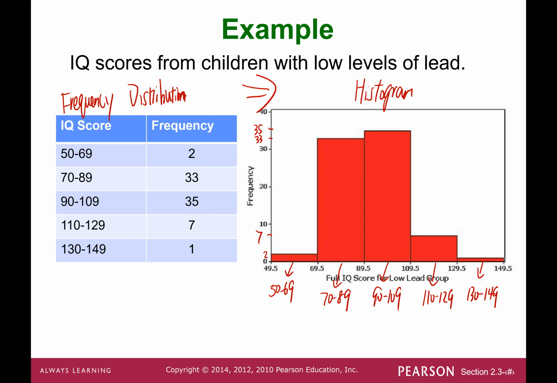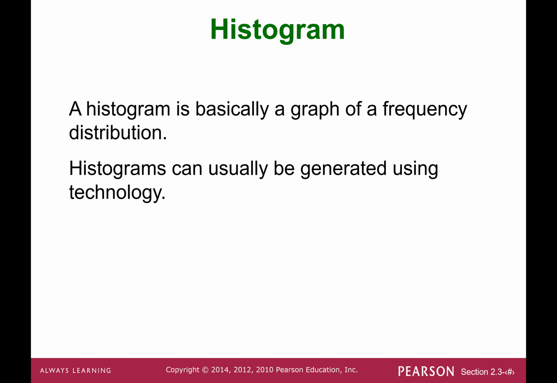And you can also list the frequency on top of each rectangular box. So 33 goes here, 35 goes here, 7 and 1. And right here, we use the class boundary to separate classes, to make it look slightly better, less messy. All right, so we easily convert the frequency distribution table to the histogram. Now, it's a graph of the frequency distribution.